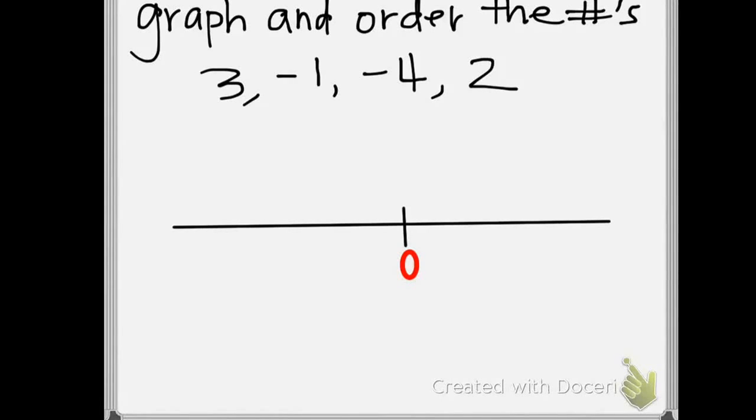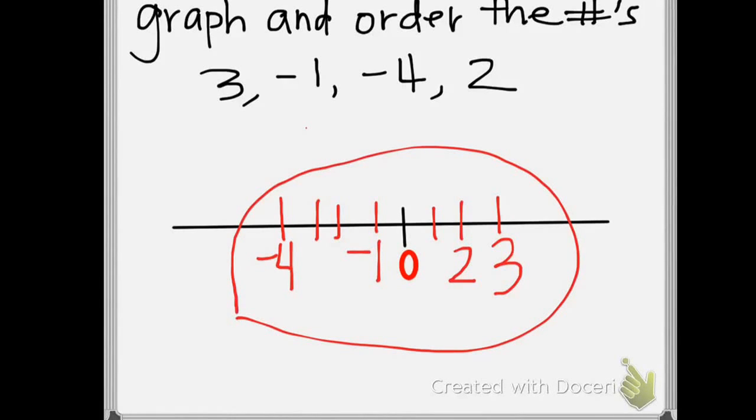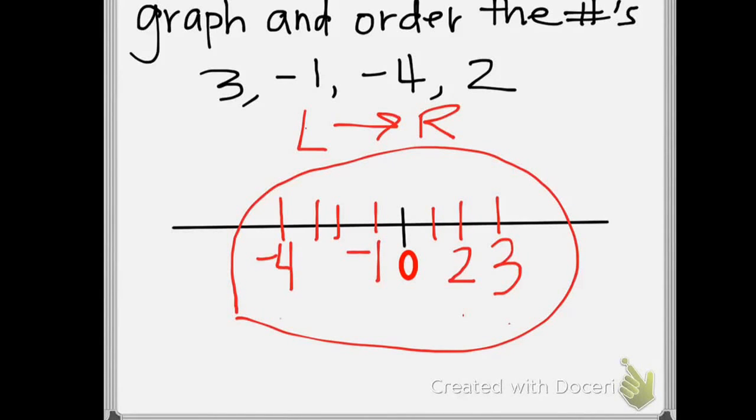So the first one I'm going to graph is 3. 1, 2, 3. So +3 goes to the right of the number line. The next one is -1. The next one is -4. 1, 2, 3, 4. And the next one is +2. 1, 2. So this right here shows me the order we go in, because remember, we read from left to right. So we're going to start with -4, -1, 2, and then 3. So that would be our answer there. And you can go ahead and list that out on your notes.